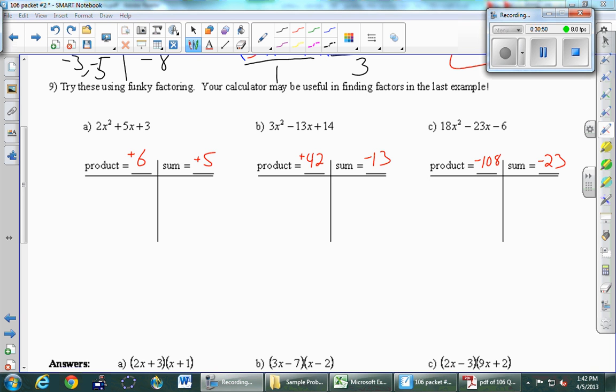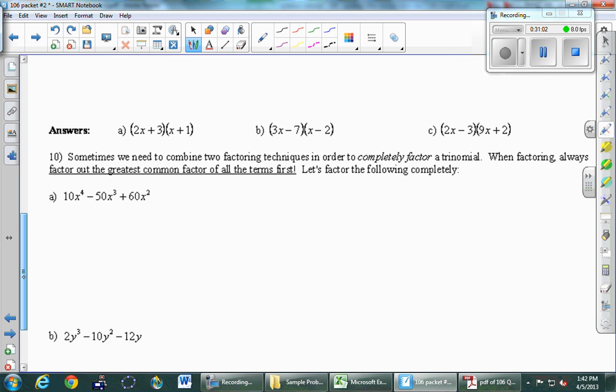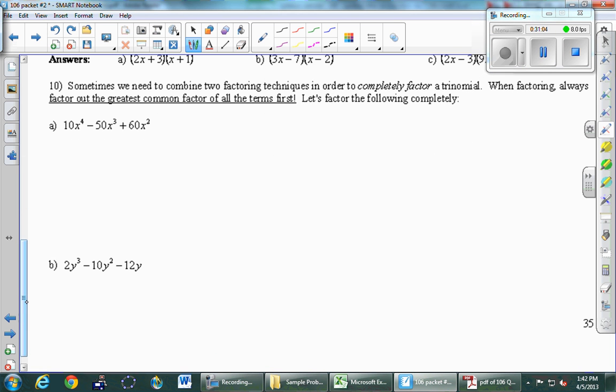So it seems like most folks are doing quite well on the factoring, which is great. I haven't filled in the tables here, but I've written the products and sums, so if you didn't quite finish, this will be here as a reference. Let's move on to number 10, which says sometimes we need to combine 2 factoring techniques in order to completely factor a trinomial. So completely factor means factor until you can factor no more.